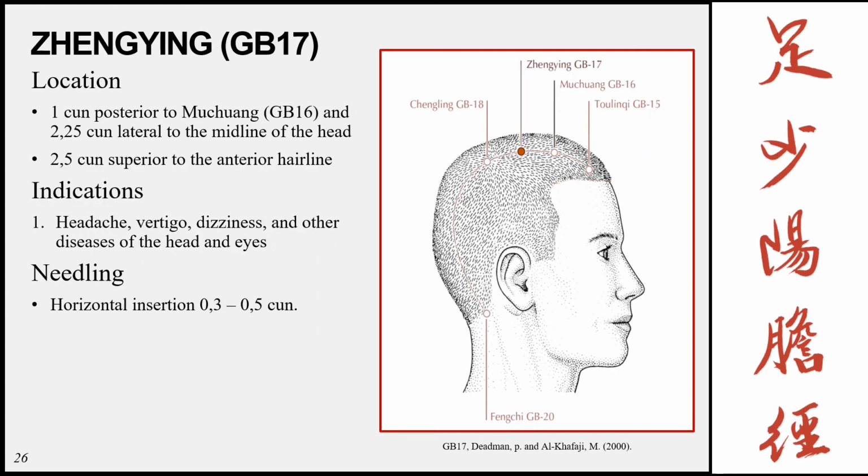The next point is Zhengying, GB17. This point is 1 cun posterior to Muchuang, GB16, and it's 2.25 cun lateral to the midline, and it's 2.5 cun superior to the anterior hairline. So it's 2.5 from here to here, or 1 cun from here to here. This point can be used for headache, vertigo, dizziness, and other diseases of the head and eyes, and the insertion is horizontal, 0.3 to 0.5 cun.